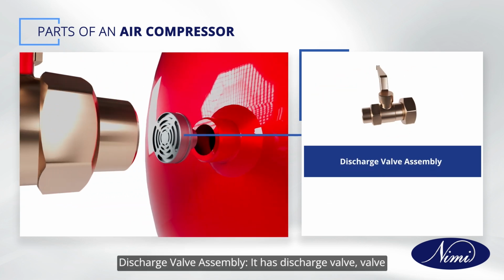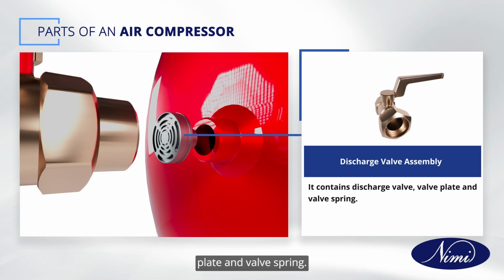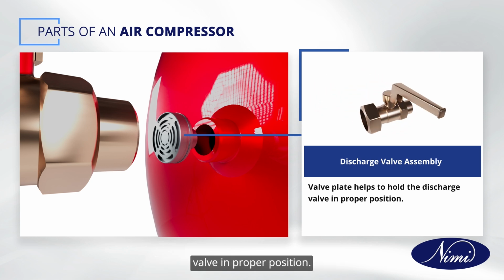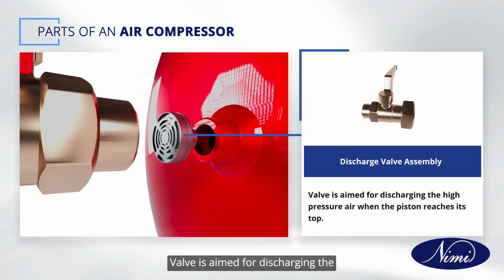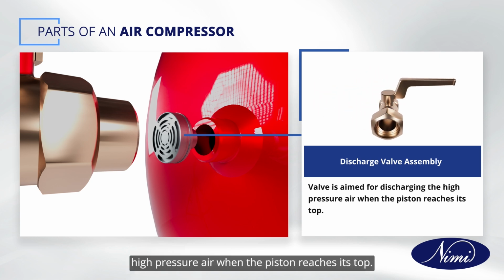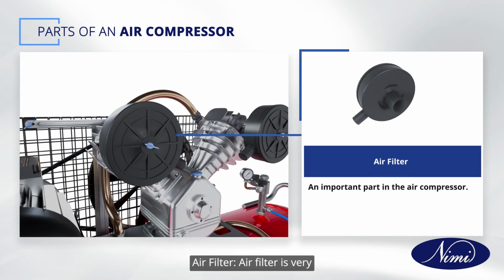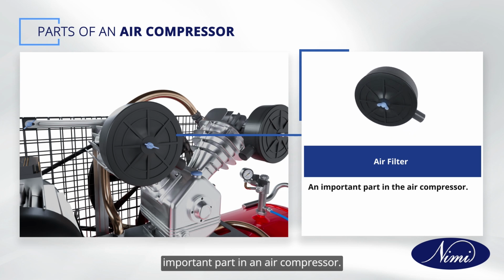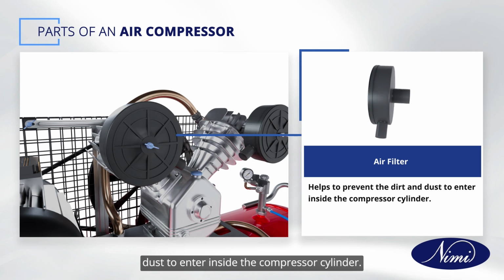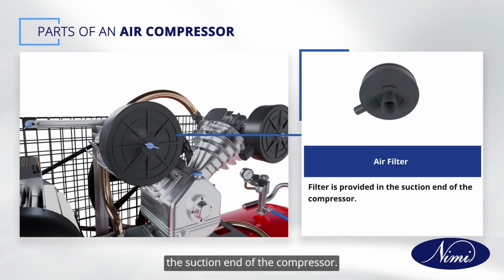Discharge valve assembly. It has discharge valve, valve plate and valve spring. Valve plate helps to hold the discharge valve in proper position. Valve is aimed for discharging the high pressure air when the piston reaches its top. Air filter. Air filter is a very important part in an air compressor. It helps to prevent the dirt and dust from entering inside the compressor cylinder. Filter is provided in the suction end of the compressor.